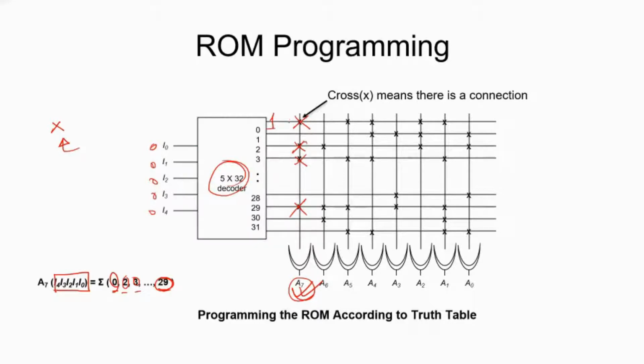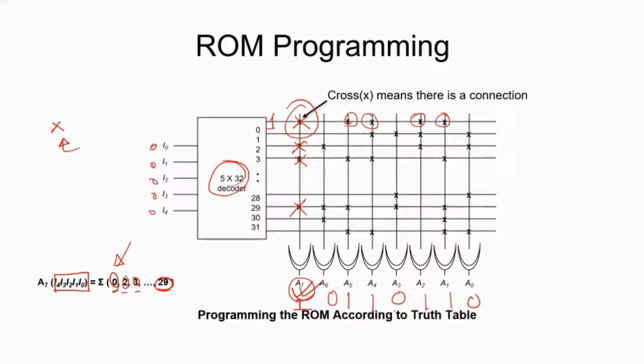So this one is connected with this OR gate right here. This will make the output of A7 1. That is the reason you are seeing a 1 at 0, right? In similar fashion, this 1 will make these points 1. So this will be 1, this will be 1, this will be 1, this will be 1, and the rest of them will be 0. So this is how your ROM actually works, and this is how we program a ROM.